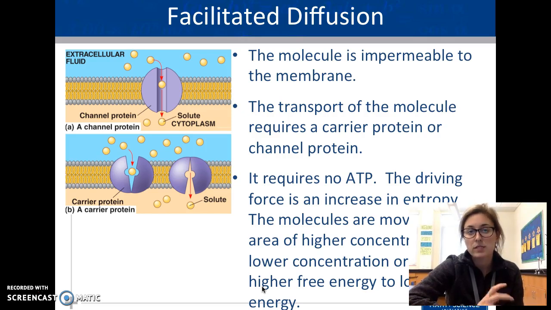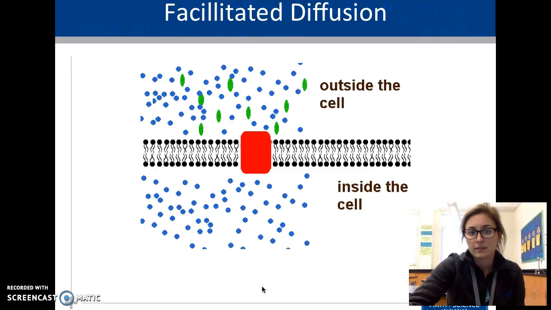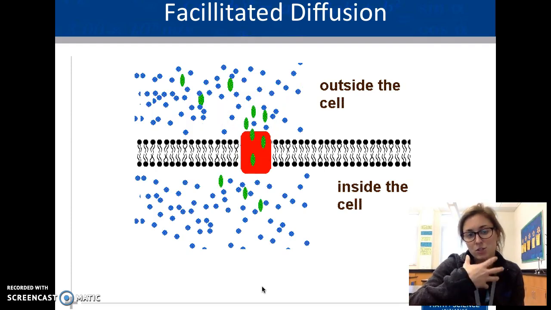Facilitated diffusion. It requires a transport molecule, but still doesn't require ATP or energy. The driving force, again, is still moving from high to low concentration, or entropy, right? Talking about disorder. It creates a concentration gradient. It just is too big to move across the membrane through diffusion. This is just looking at how it moves, right? It goes through that little thing. It's just too big to move across through diffusion.